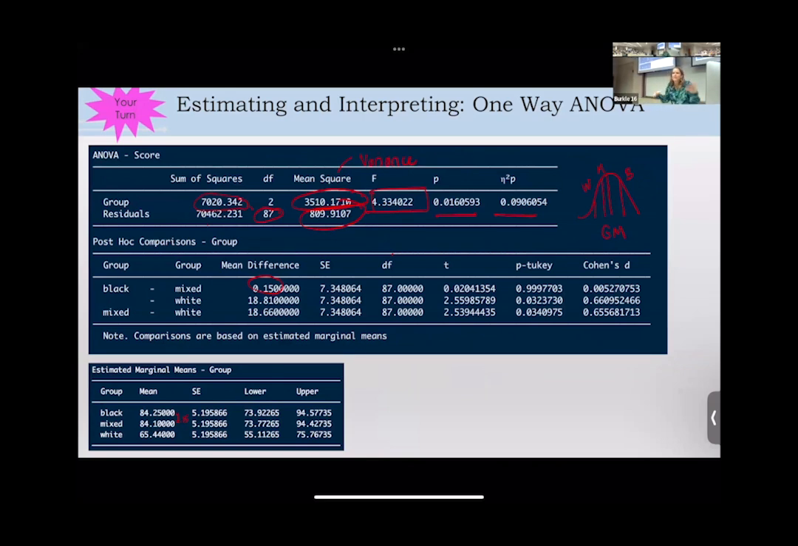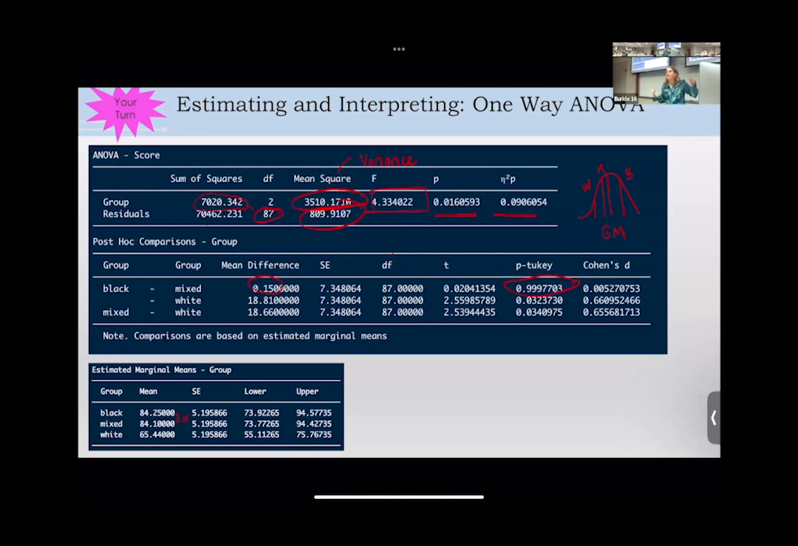That is our mean difference, the difference between means. Now, is that a really big difference? No. In fact, that difference is not significant. Now, in our sample, there's a mathematical difference of 0.15.